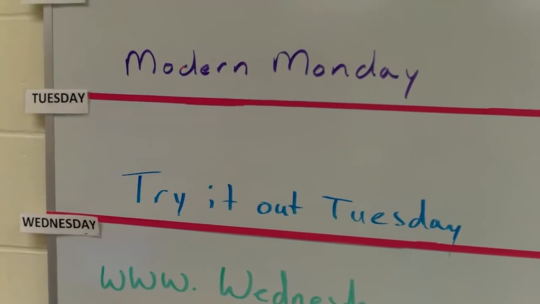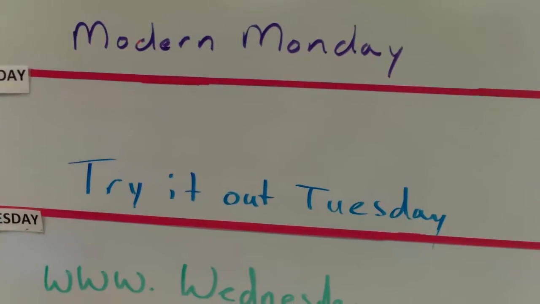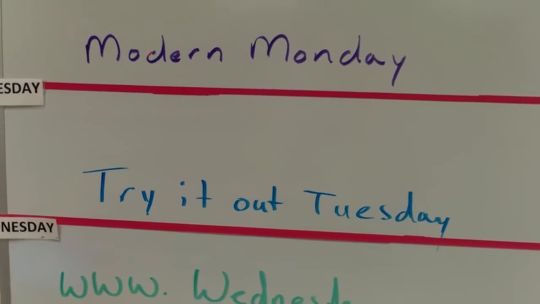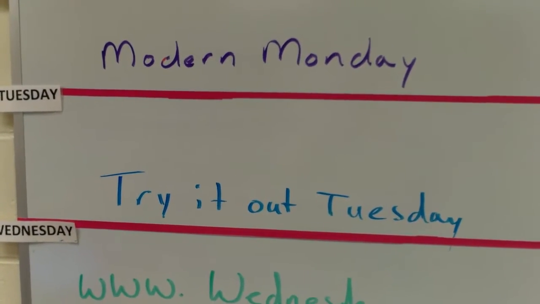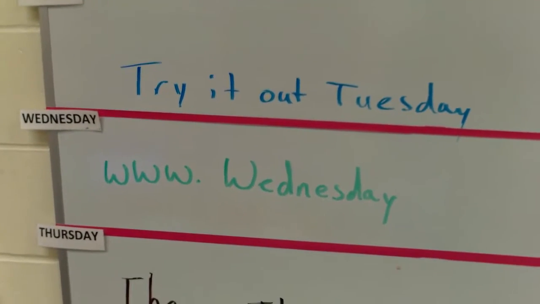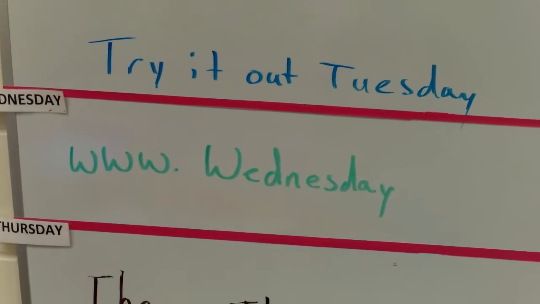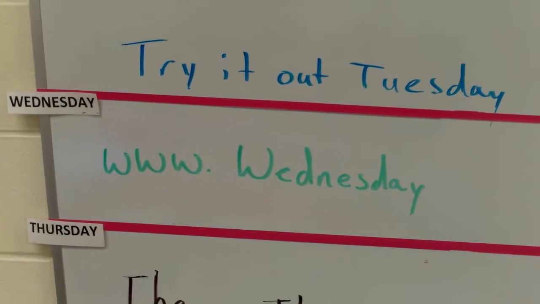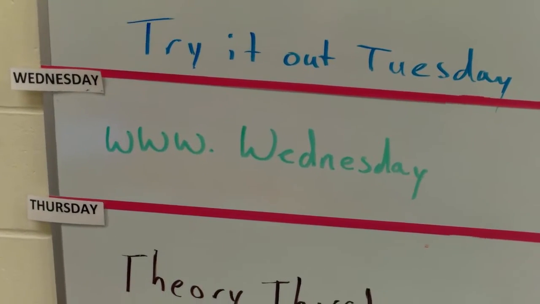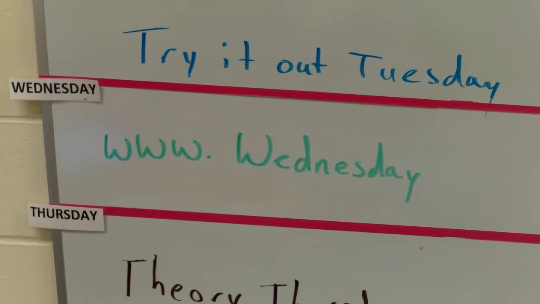Next is Tuesday. Tuesday is everybody's favorite. Try It Out Tuesday. This is going to be an activity. Our first activity I'm super excited about is new this year, so I'm hoping that it goes very, very well. Wednesday is going to be www.Wednesday. Every day in here should be web driven in some way, shape, or form, as the web, I think, is going to dominate the future. So you need to be fluent on the web.